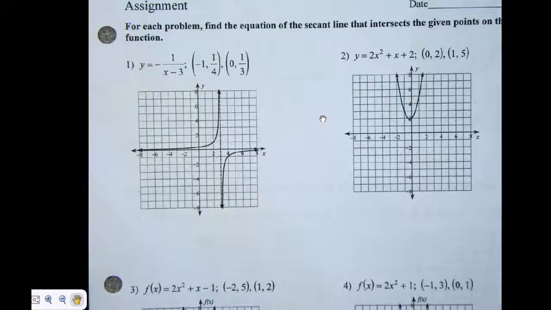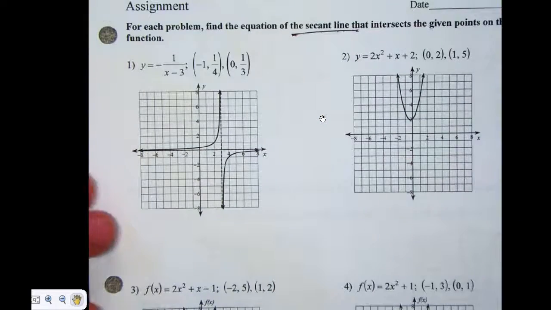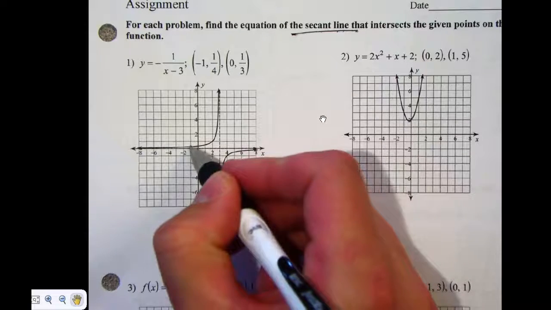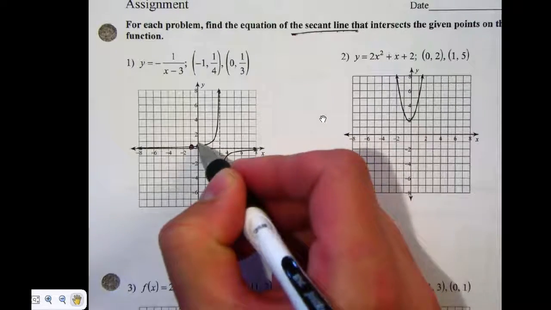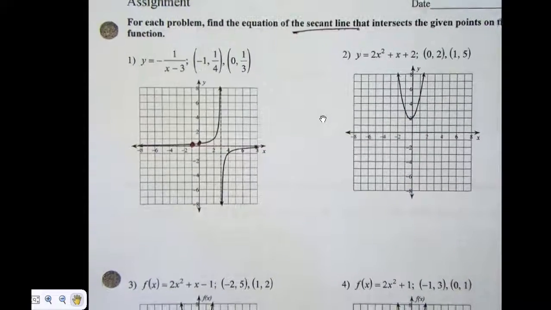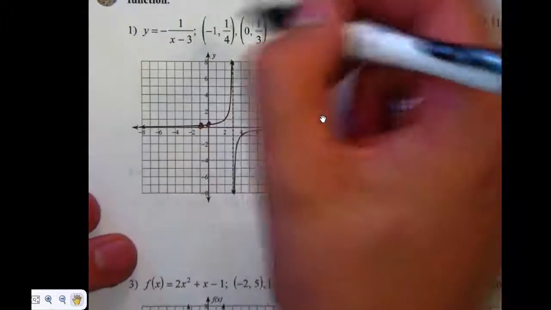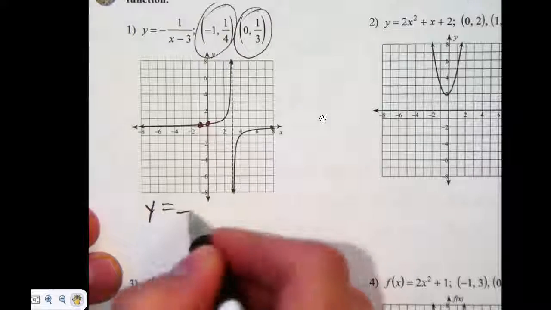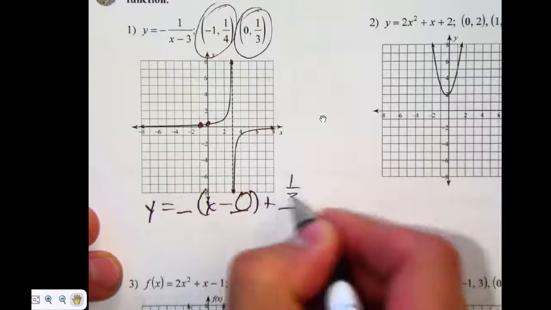Alright, so for your homework, they want you to find the equation of the secant line that intersects the given points. They're pretty friendly. They gave you the points. So in this one, they're saying -1, -1/4 and 0, 1/3. So you are doing what we just did with these two points. You're going y equals blank times x minus blank plus blank. I'm going to just throw the 0 and the 1/3 in there right now.